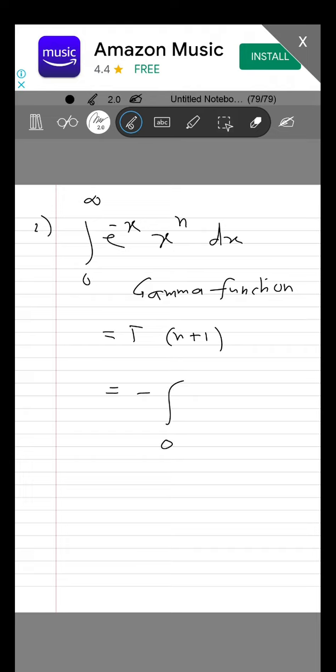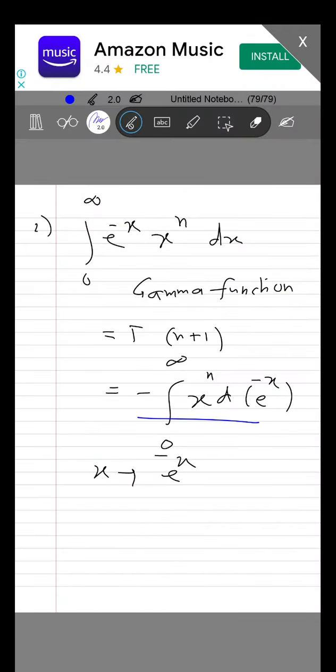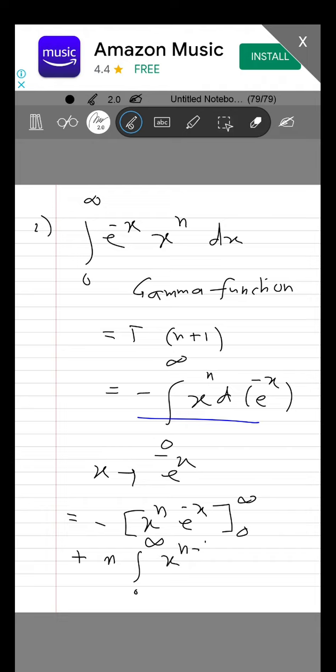integration 0 to infinity of x to the power n e to the power minus x. If we integrate by parts, then we have the following expression here, and expanding it further turns out to be equal to minus x to the power n e to the power minus x from 0 to infinity, plus n times the integral from 0 to infinity of x to the power n minus 1 into e to the power minus x dx.